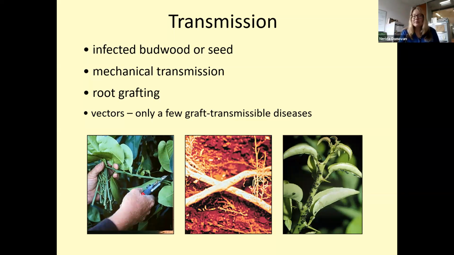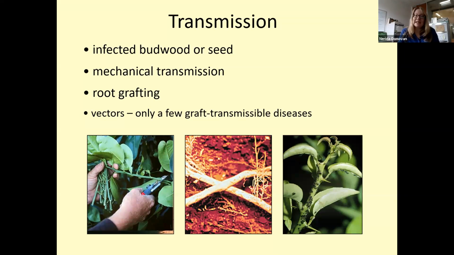Also there is mechanical transmission on cutting tools like secateurs, the grafting knife, the budding knife that you use, or the big pruning shears. There can also be root grafting under the ground. If you've got two citrus trees that are close to each other in your garden, their root systems will often intertwine, and there can be grafting. If you get the connection of the vascular tissue between the two roots, whatever pathogens are in one tree can spread to the other tree.